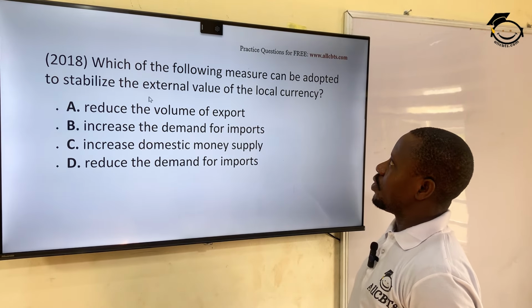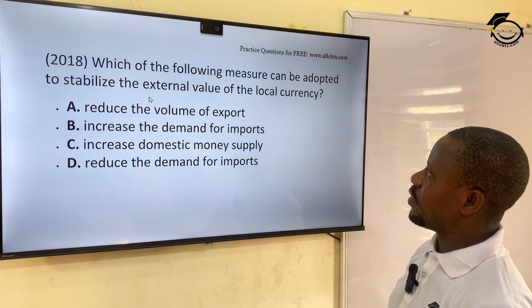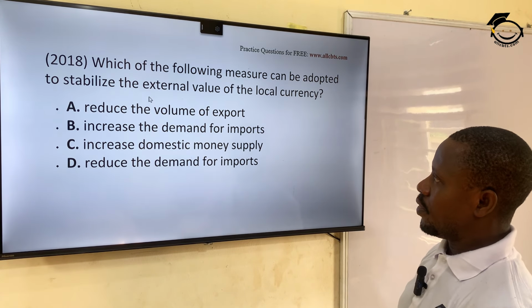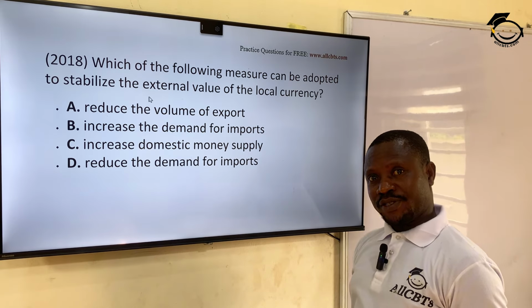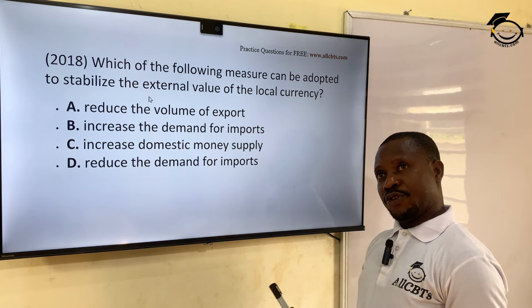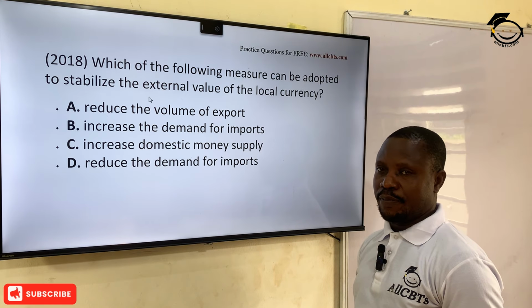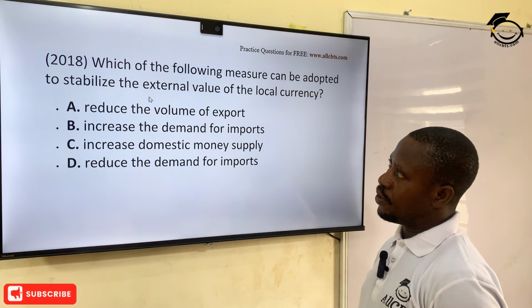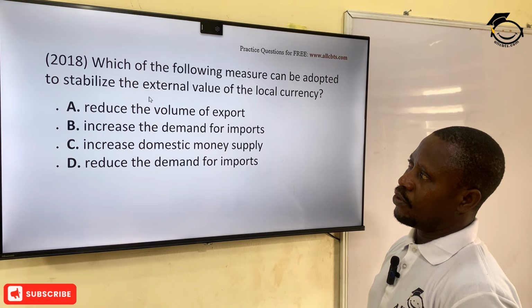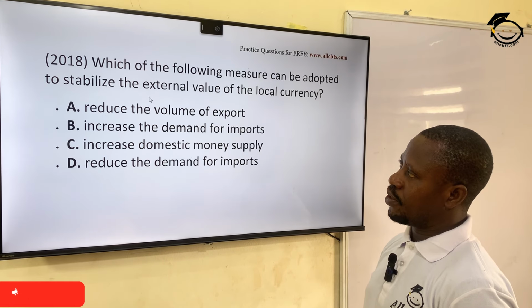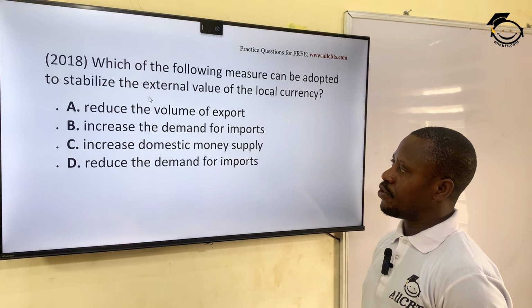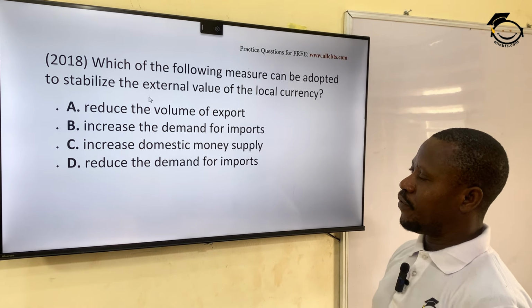Which of the following measures can be adopted to stabilize the external value of the local currency? At the moment, our local currency in Nigeria is Naira, and it's not doing well in exchange for foreign currencies like dollars, like pounds, and euro. Okay, so what do you think we can do to address that? Reduce volume of exports, increase demand for imports, increase domestic money supply, reduce demand for imports.